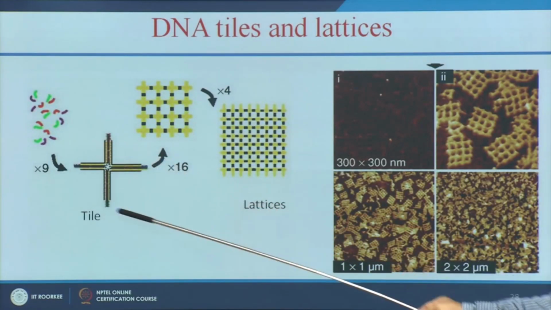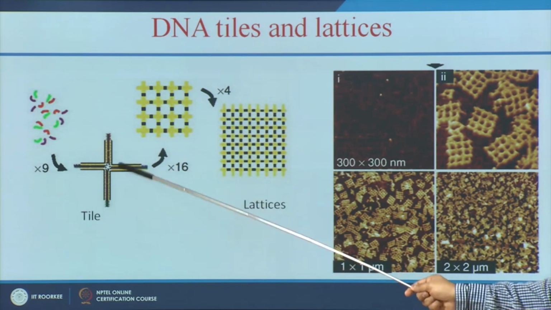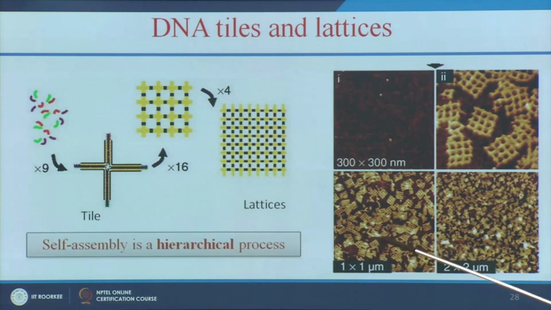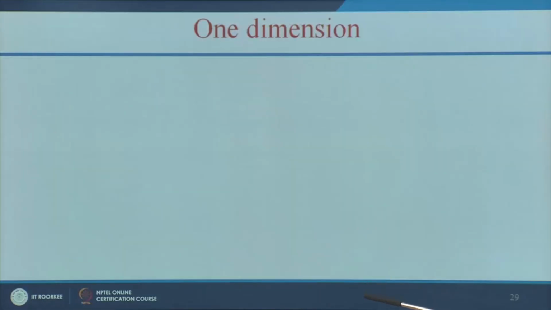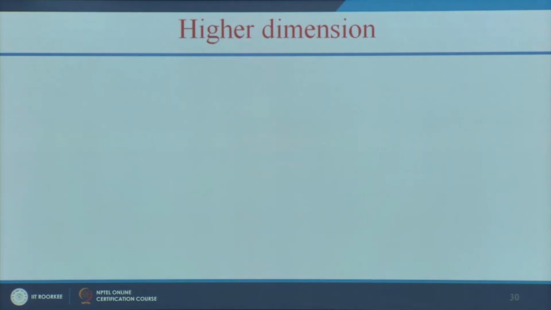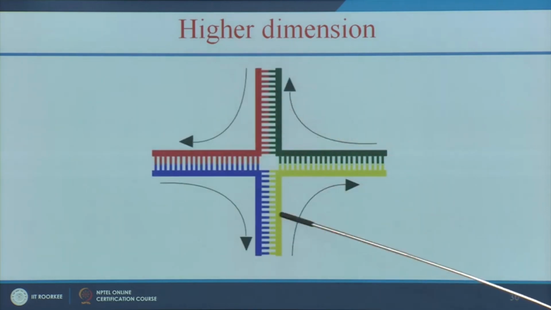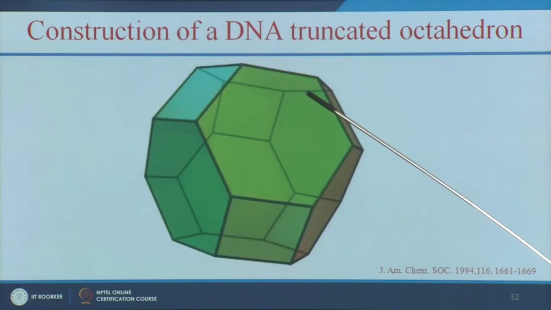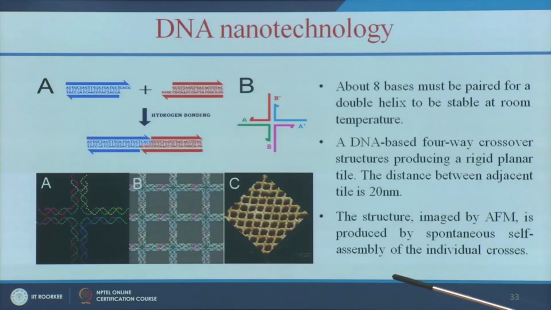Here you can see a DNA based tile, and the tiles will be arranged to form a lattice-like structure. These are called DNA tiles and DNA lattices. So, using this self assembly and complementary base pairing, we can make 1 dimensional structures and we can also achieve higher dimension structures, and we can also make DNA truncated octahedron structures.